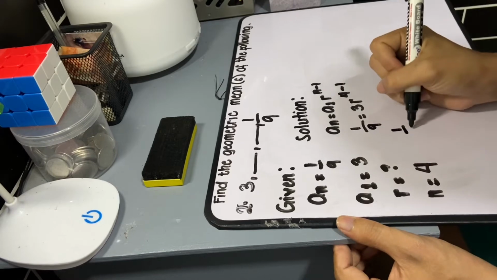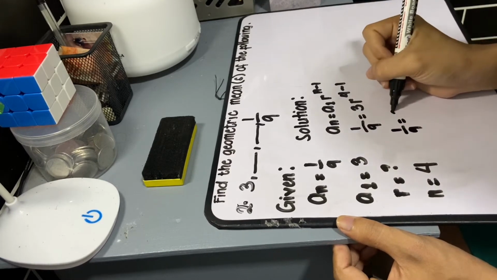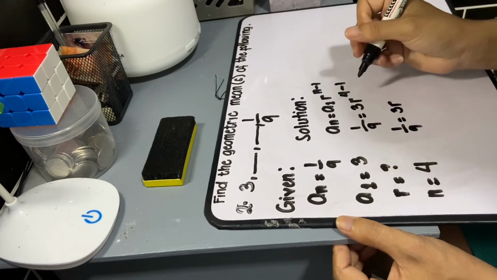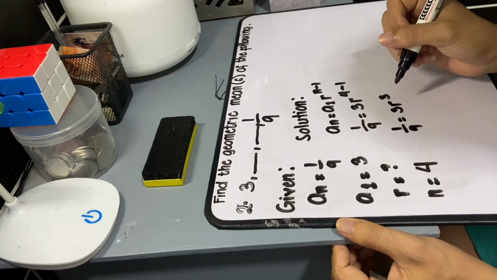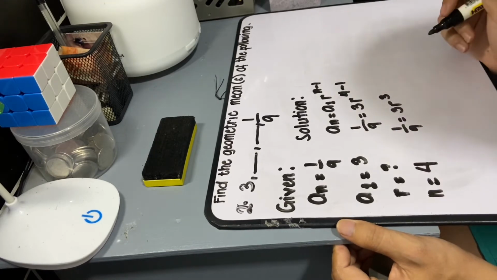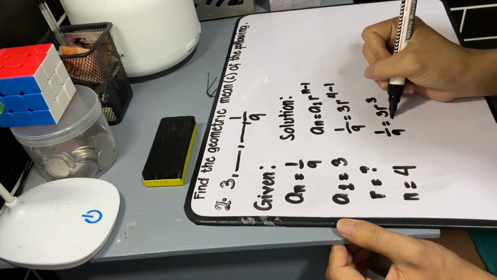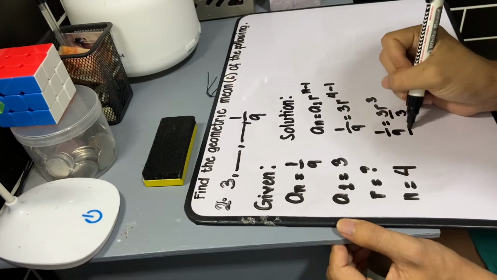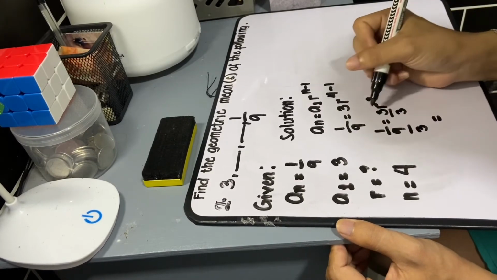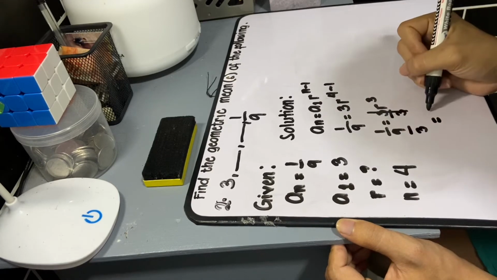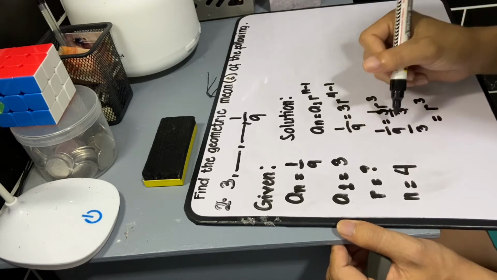So copy this one. You have 1 over 9 equal. So 3 times r, that is equal to 3r. And 4 minus 1, that is equal to 3. So we have 1 over 9 equal 3 times r raised to the power of 3. So this time, we are going to eliminate 3 by dividing it by 3. And of course, we're going to divide it here by 3 also. And copy equal. So we are now going to cancel out this one. And we have r raised to the power of 3. And of course, we have 1 over 9 divided by 3.